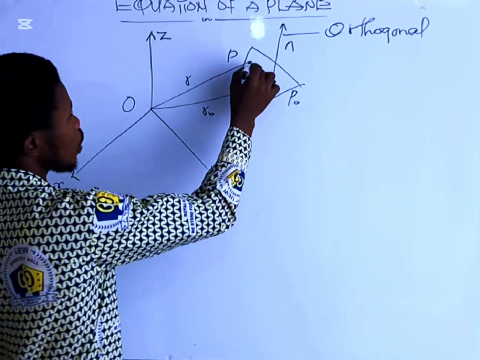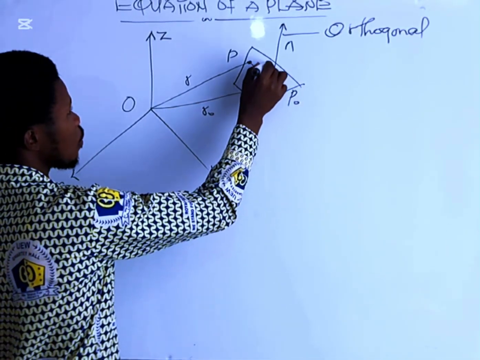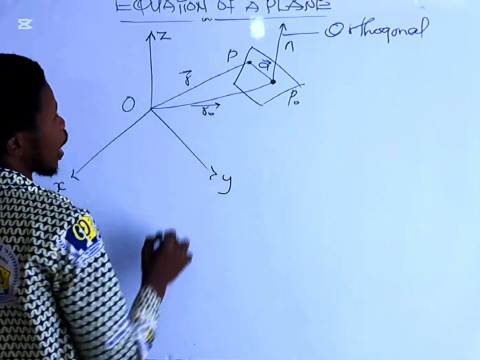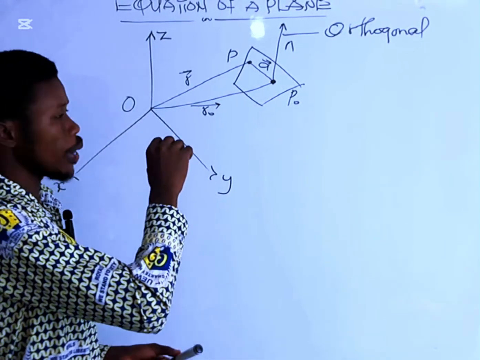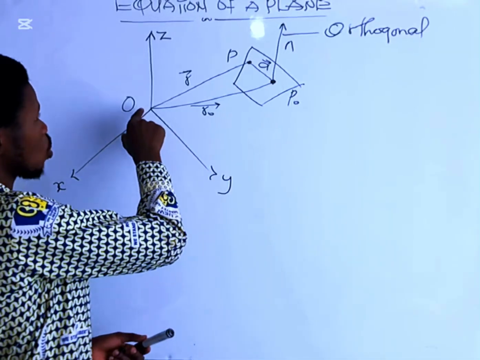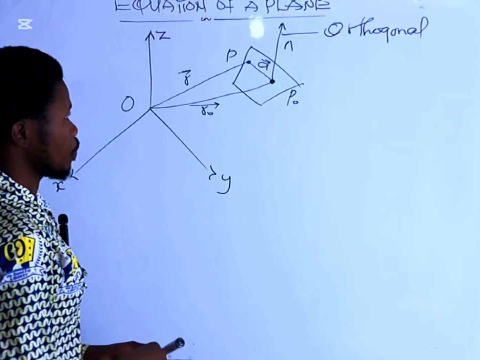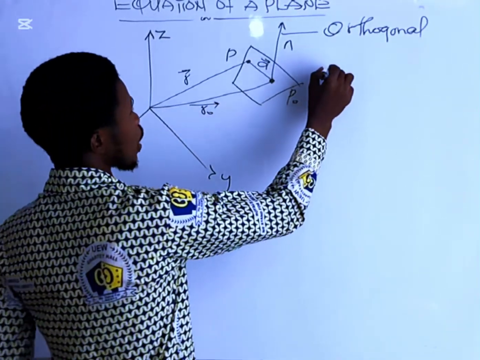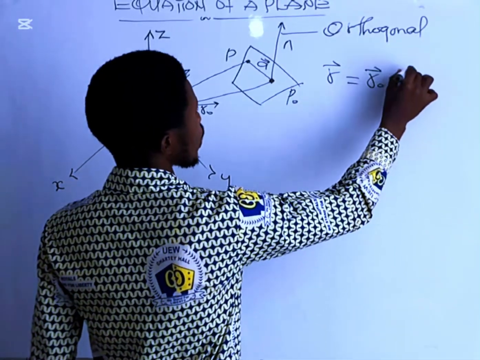Is that okay? If I join this one together, let me name that one vector A. And this vector R, then vector R naught. Is that okay? So this is what we have. Now with this one, if I want to use the triangular law of vector, you see O, P, P naught is a triangle. So I can use triangular law of vector to find vector A. You know that from the triangular law of vector, vector R should be equal to vector R naught plus vector A.